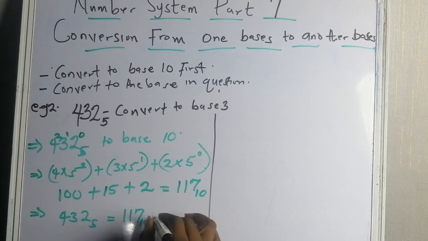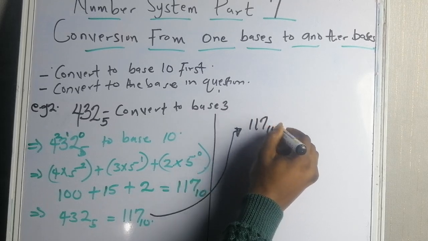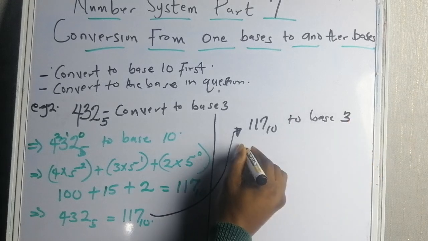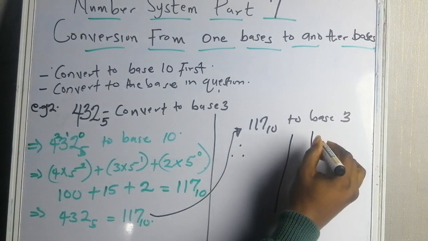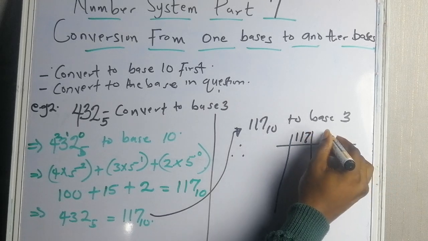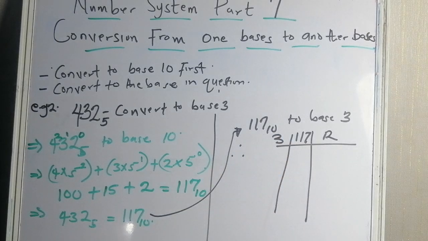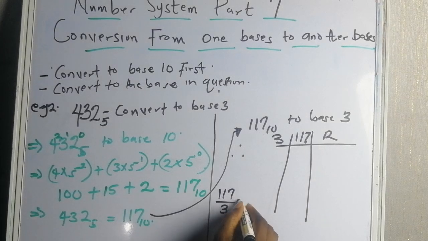Convert to base 3. So 117 base 10 to base 3. Therefore, you now have your table. You have your 117, then you have your remainder, then you have your 3. So from here, you can start dividing. 117 divided by 3.